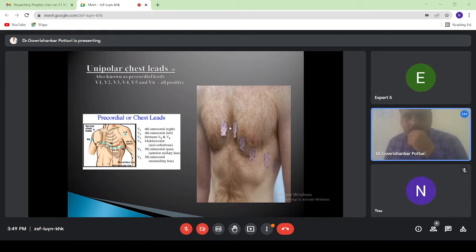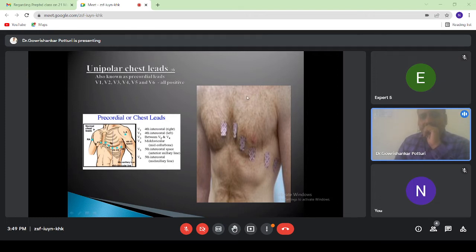Okay, let's continue. So V2 is the electrode that is present on the 4th intercostal space on the left side of the sternum. V3 leave it.